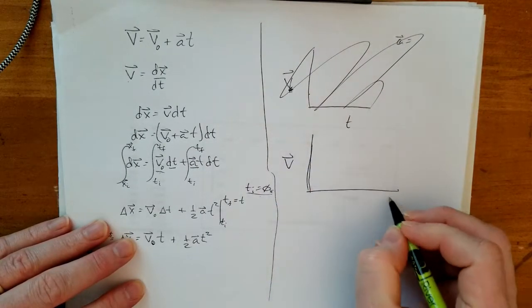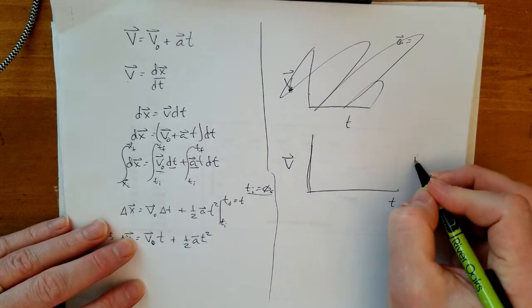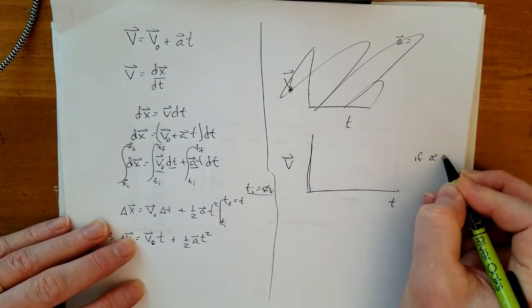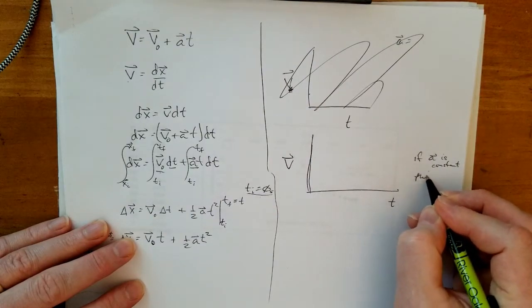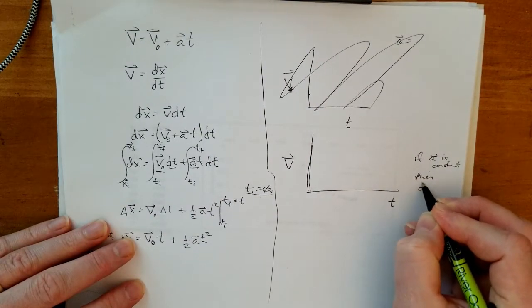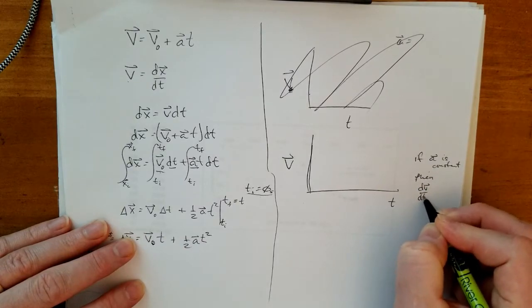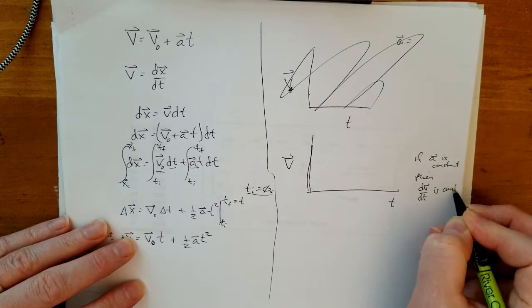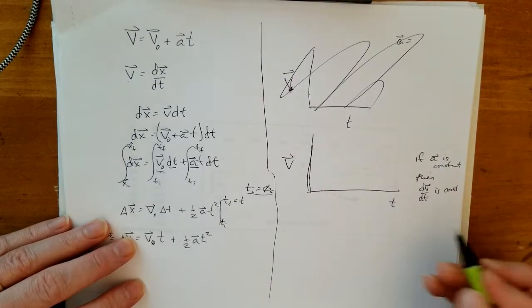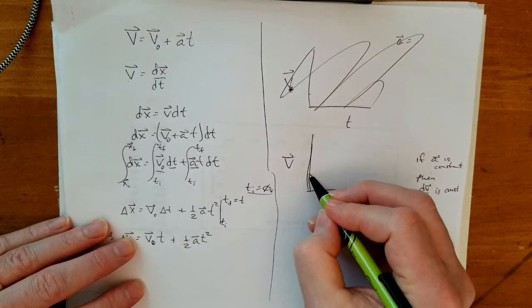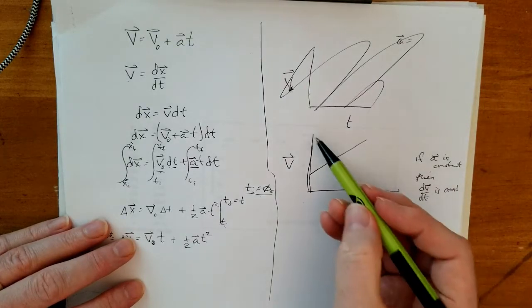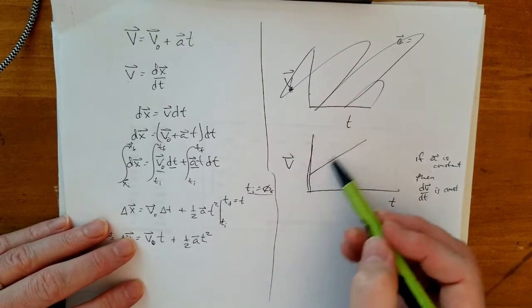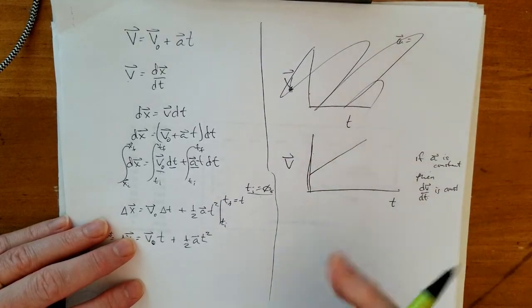So if I have a velocity versus time graph, if acceleration is constant, recognize then dv/dt is constant, because acceleration is dv/dt. And since it is constant, that means I have a constant slope. So that's basically what my velocity time graph looks like. It could be sloped down, could be flat. It's a straight line going in some orientation.